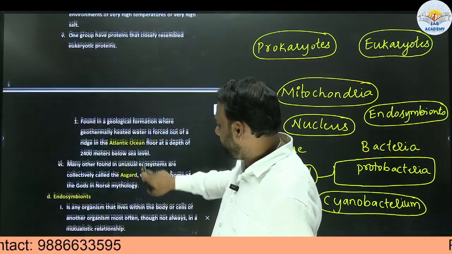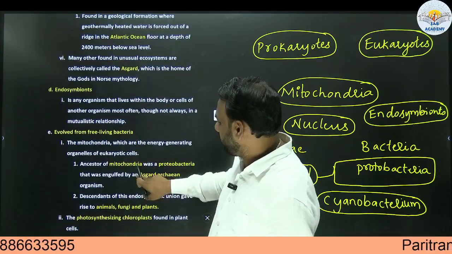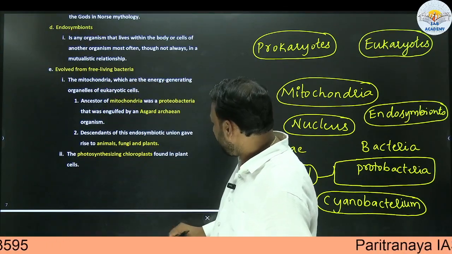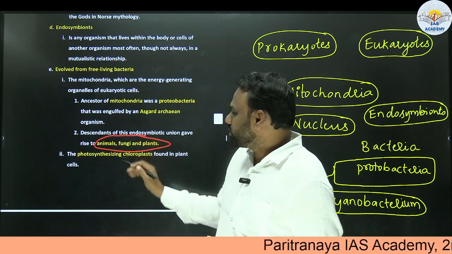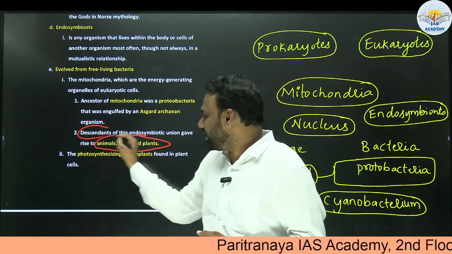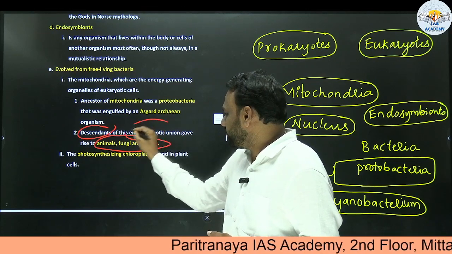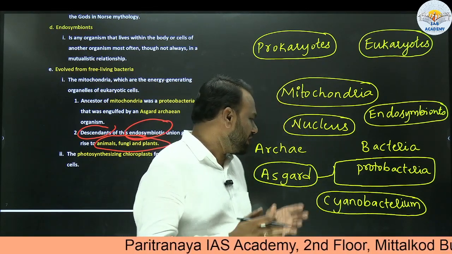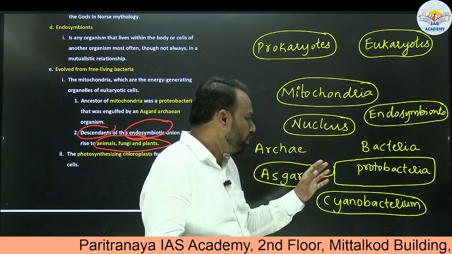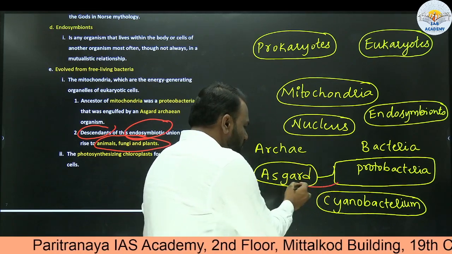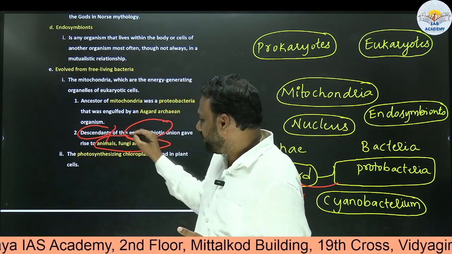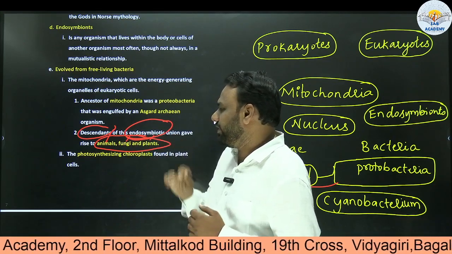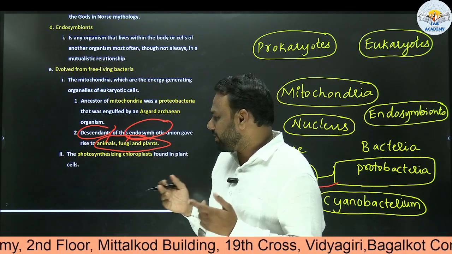So present day, whatever animals, fungi and plants we have, these are descendants of the endosymbiotic relationship that occurred between Asgard and protobacteria. Because of that, these descendants finally evolved into animals, fungi and plants. Okay, very important.